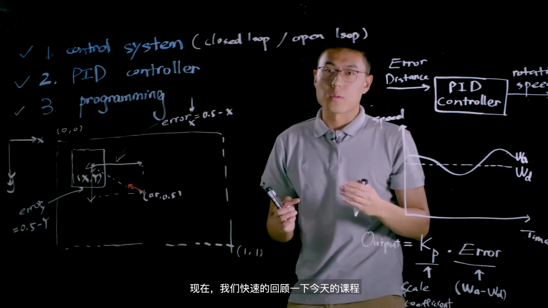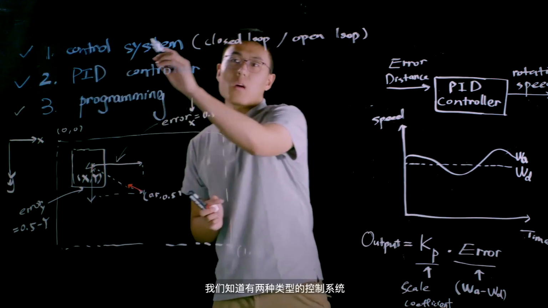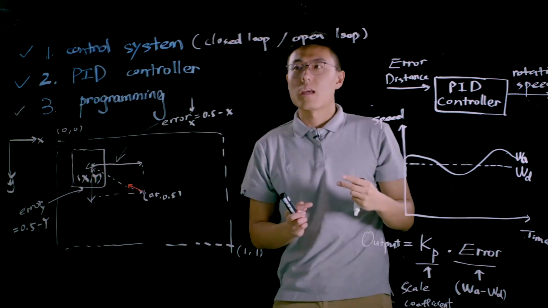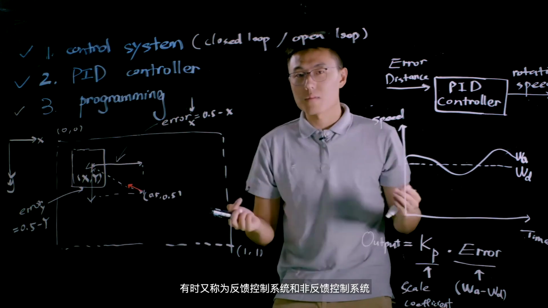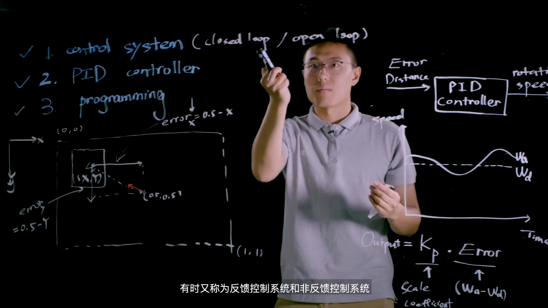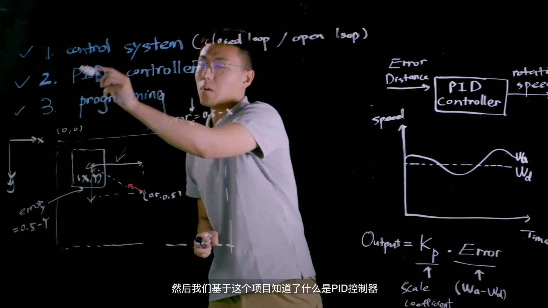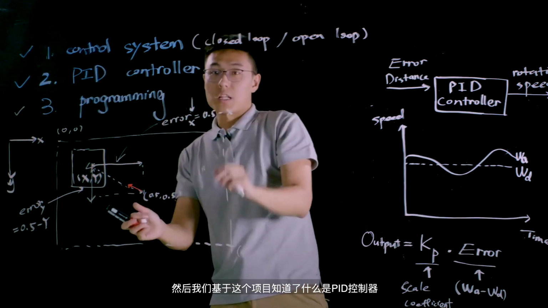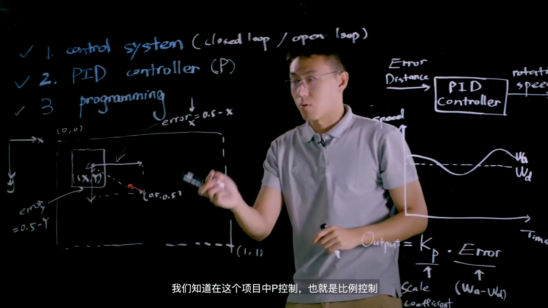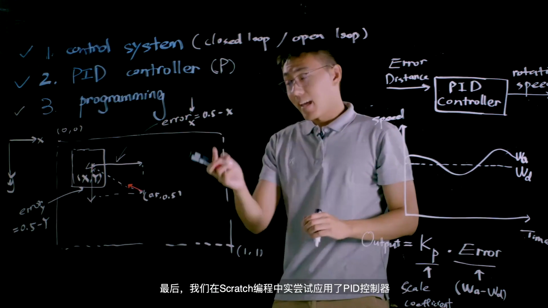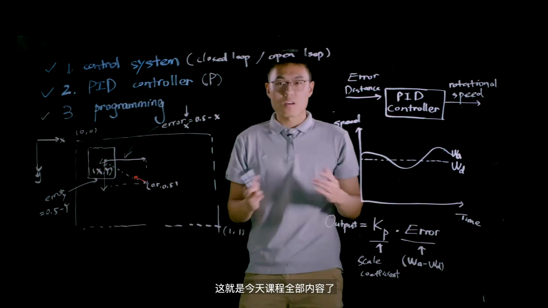Now let's do a very quick recap of today's lesson. First of all, we learned what the control system is. And we know there are two types of control systems, closed-loop control system and open-loop control system. Sometimes they are called feedback control system and non-feedback control system. Then we know what the PID controller is based on this project. We know how P control, or proportional control, works in this project, and in the end, we implemented the PID controller in Scratch programming. This is all for today's lesson.